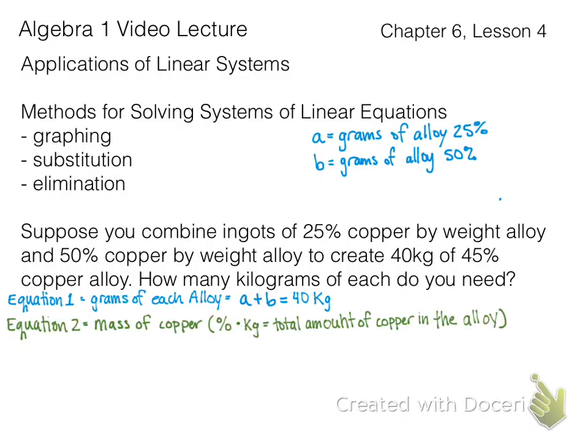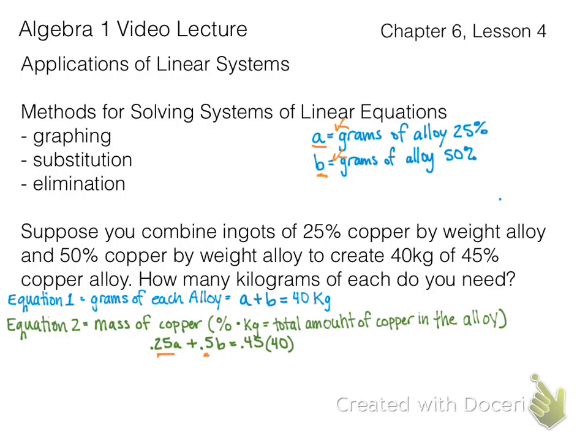All right, equation 2 is the mass of copper: percentage times kilograms equals the total amount of copper in that alloy block. This leads me to the equation 0.25A, the percentage of A times the number of kilograms of A, plus the percentage of B times the number of kilograms of B. And this is supposed to be kilograms. Kilograms, there we go. All right, equals 45% of the 40 kilograms needed for the final.